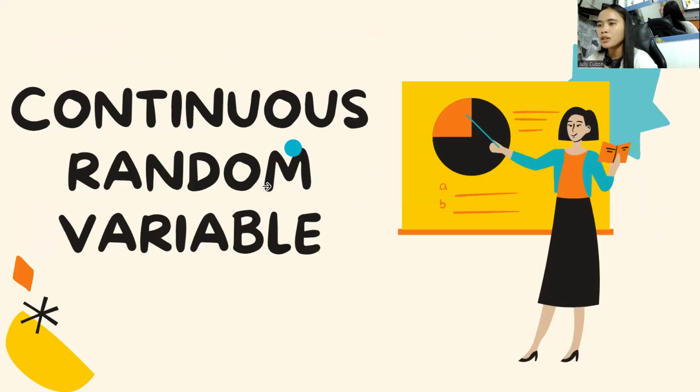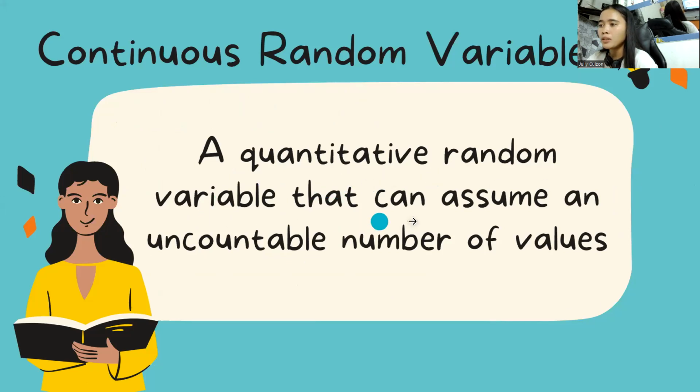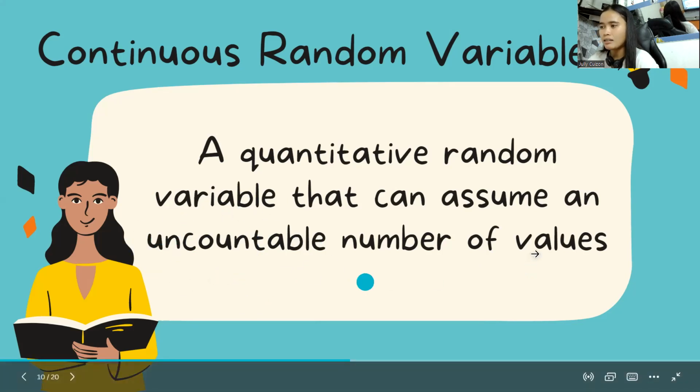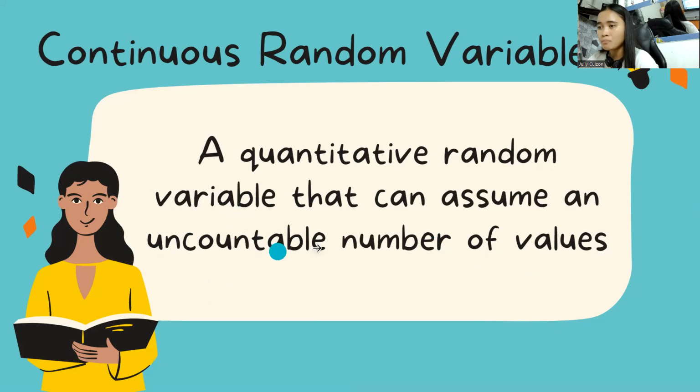Now, let's talk about the continuous random variable. A discrete random variable is countable. Here, it is a quantitative random variable that can assume an uncountable number of values. So it is not countable. It is infinite. This is not a fixed number. We cannot know the exact possible value in a certain given example.